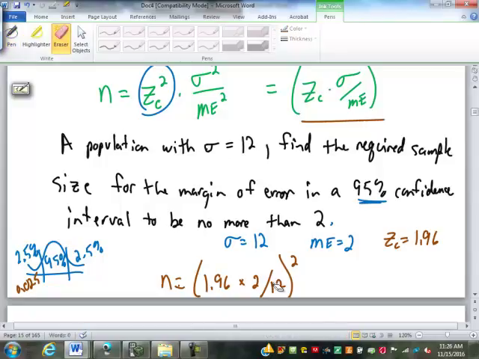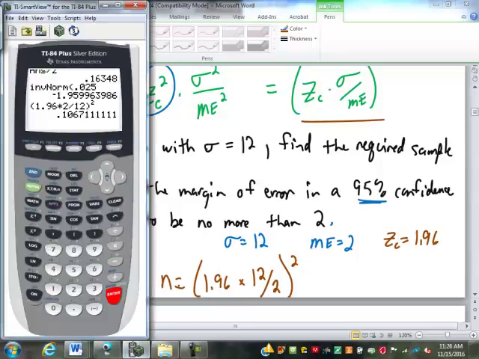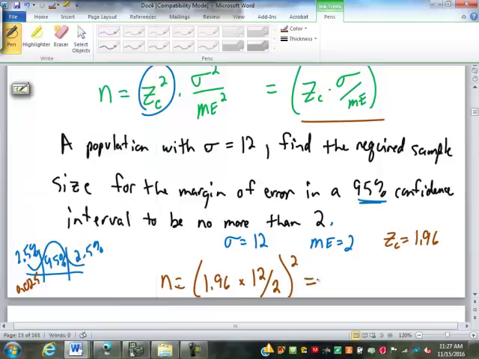I put my standard deviation on the bottom. The standard deviation has to go on top, 12, and my margin of error on the bottom, 2. That'll work a little bit better. So let's try that again. 1.96 is my z-critical times my standard deviation of 12 divided by my desired margin of error of 2, then squared. That's much better. 138.29, 138.3.